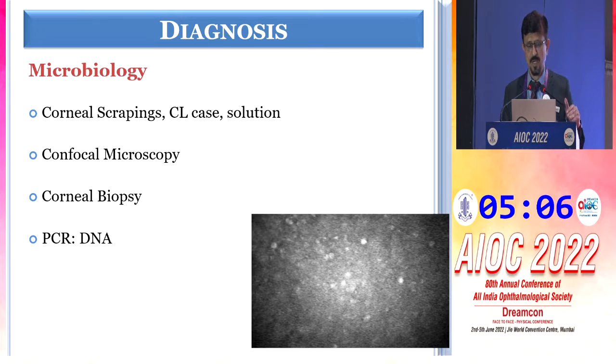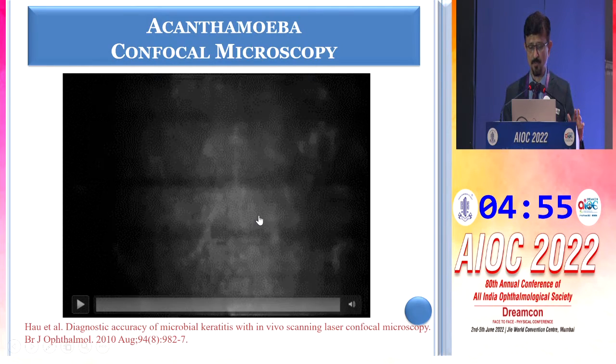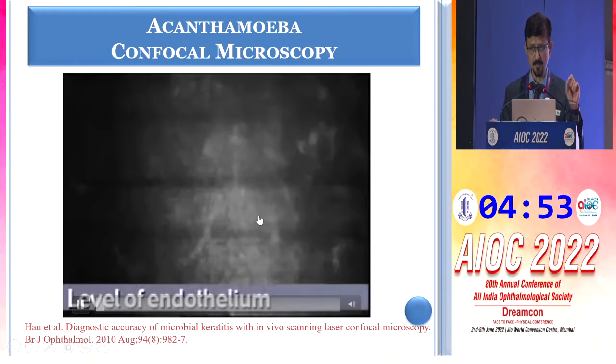Based on history and based on examination, you can somehow guess that it may be Acanthamoeba. But yes, microbiological diagnosis is something which we should always do in all the ulcers. We do corneal scraping, we can do confocal microscopy, and by confocal you can get to see thickened nerves.